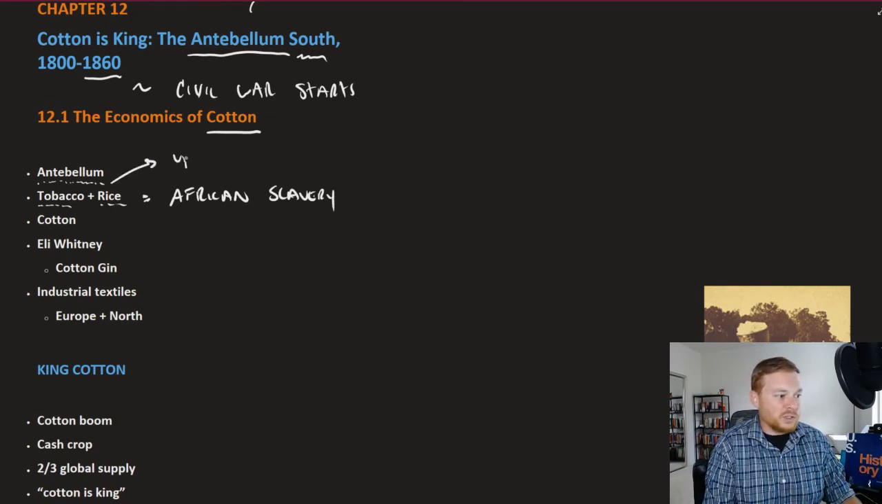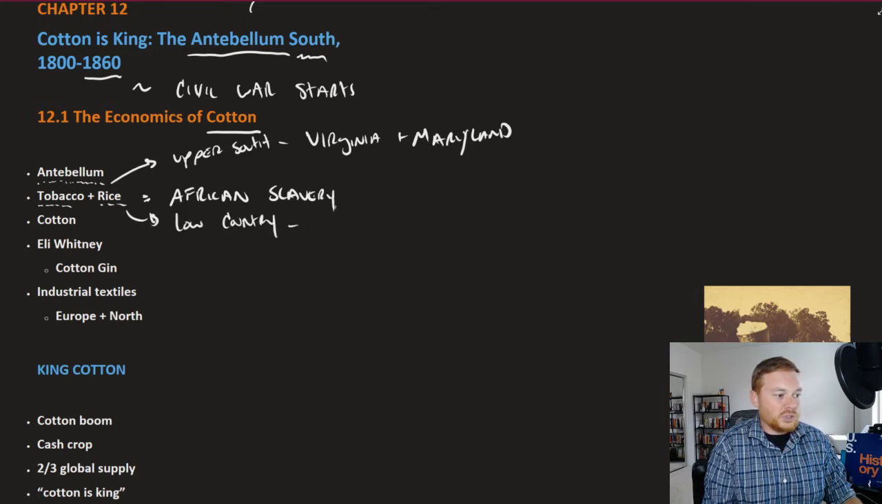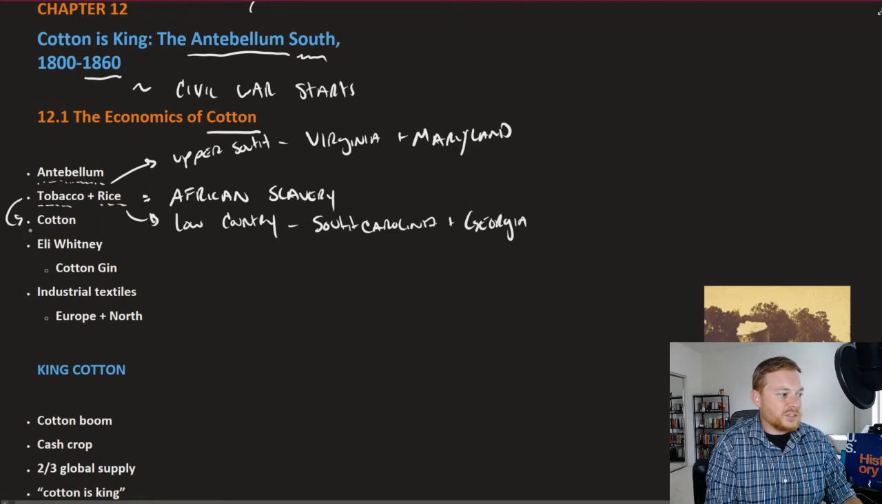Tobacco was typically grown in the Upper South. That would be Virginia mostly. We might add Maryland to that as well. Rice was typically produced in what we call the Low Country, which included South Carolina and Georgia. And those are being replaced by cotton, and cotton simply becomes so profitable that really it doesn't make sense to grow anything else, or at least not to invest in anything else, because cotton is so profitable.